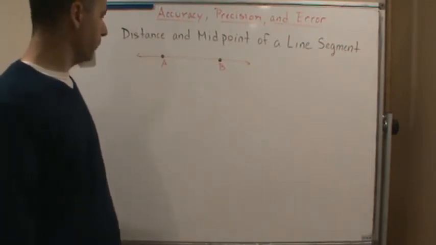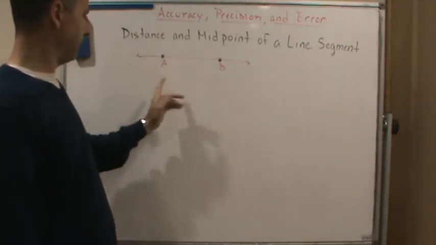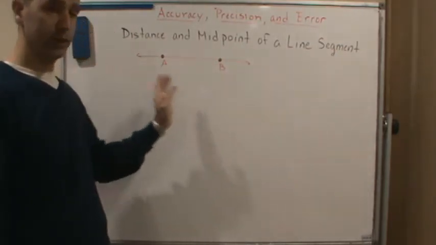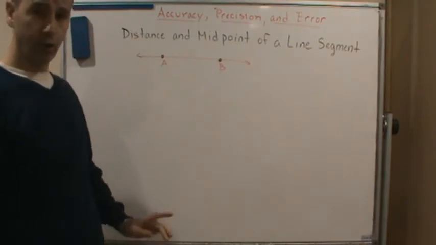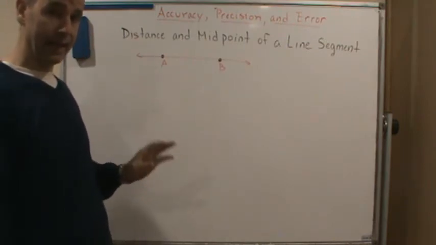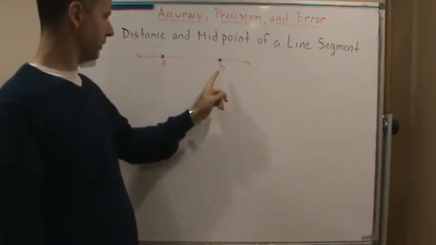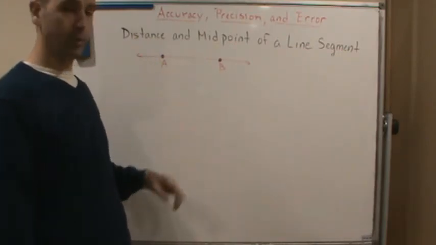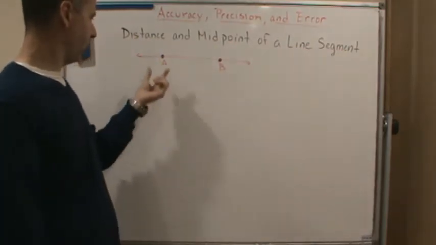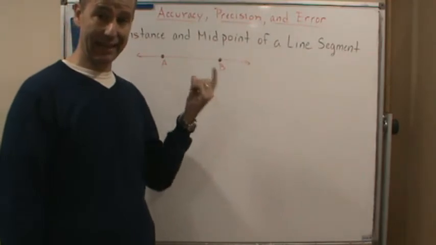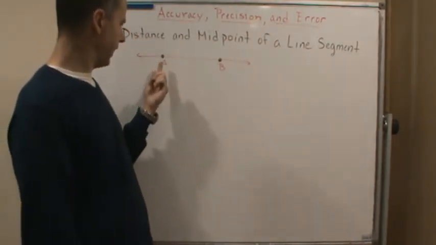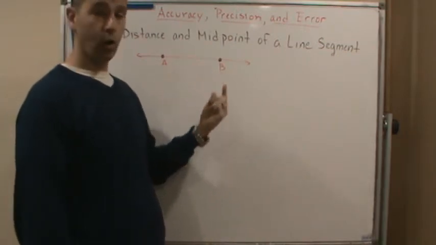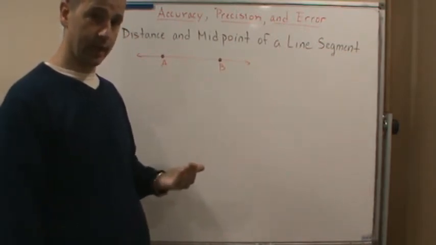Okay, so in this case we could call this line AB, and the arrows indicate that this line goes forever in both directions. But we can also indicate a line segment because the points AB also determine what we call a line segment. And a line segment has a finite length that we can measure. Okay? So in this case, A and B are called the endpoints of a line segment.